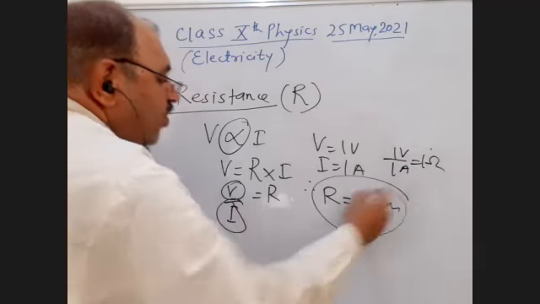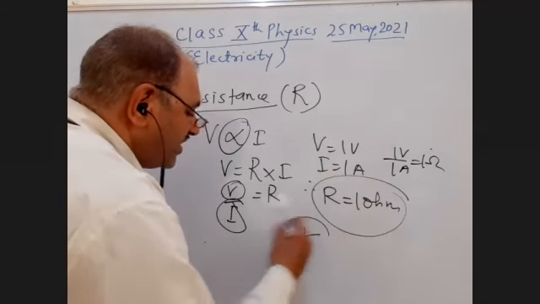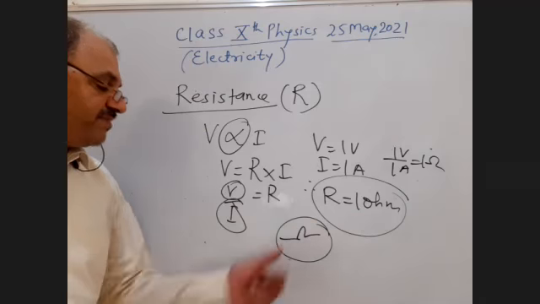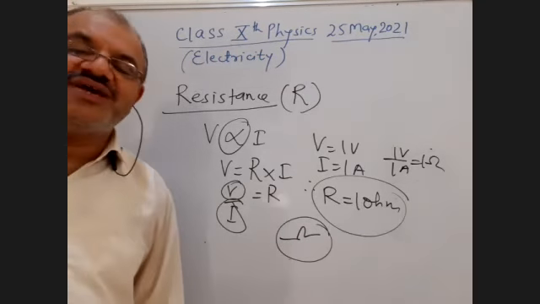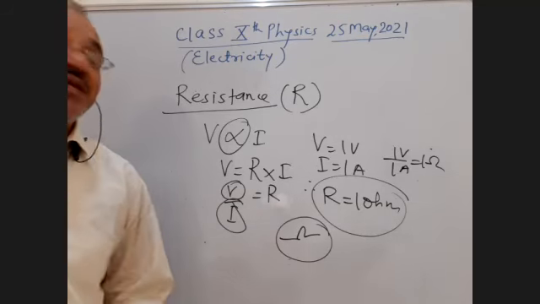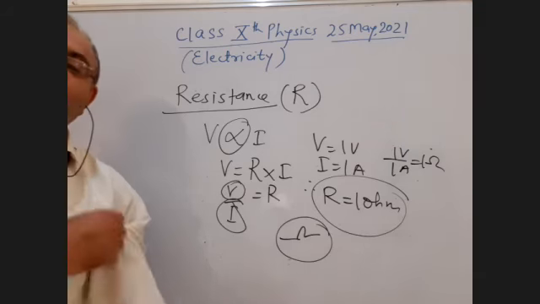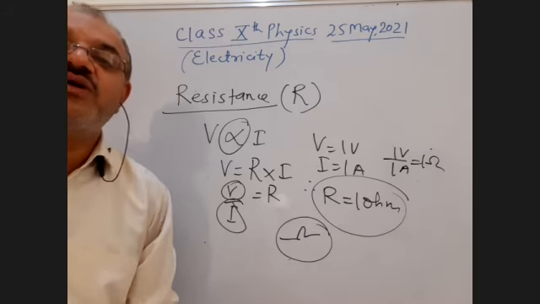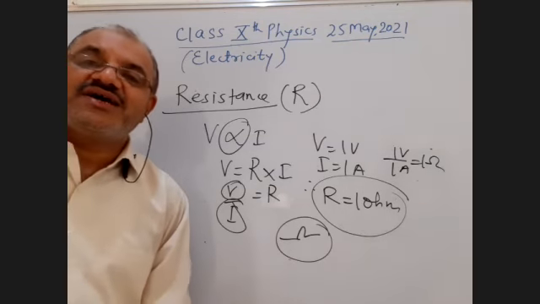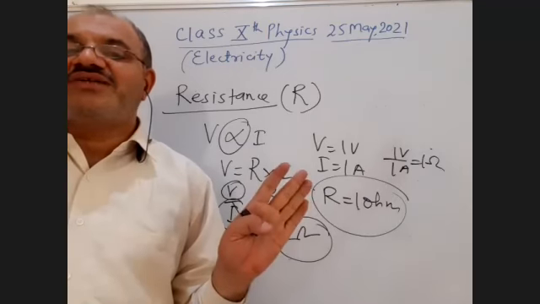Is it clear? Ohm is the SI unit of electric resistance, and this is the symbol representing ohms. How to write the ohms? Clear, students? When I told you about current, I'll give you two more terms of current. The current we have already discussed. The ampere is the SI unit of electric current.